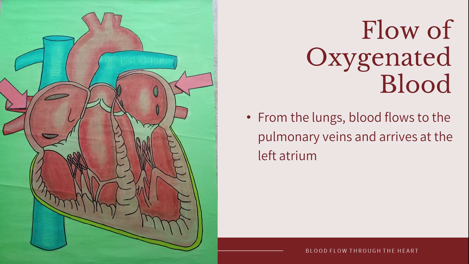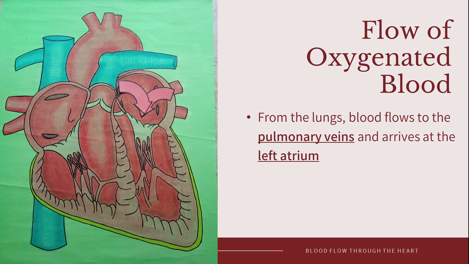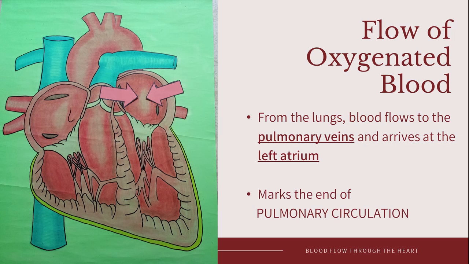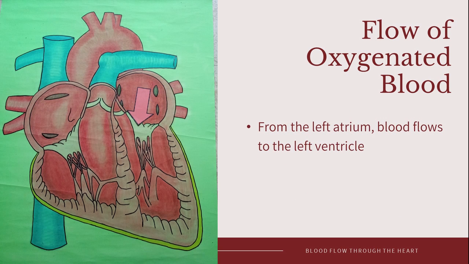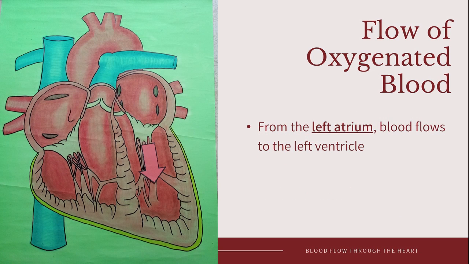From the lungs, blood flows to the pulmonary veins and arrives at the left atrium. In this part, the mitral valve is closed to prevent blood in the atrium from flowing into the ventricle yet. Once oxygenated blood arrives at the left atrium, a cycle of the pulmonary circulation has ended and will repeat for the next cycle. In the next part, blood from the left atrium now flows into the left ventricle.